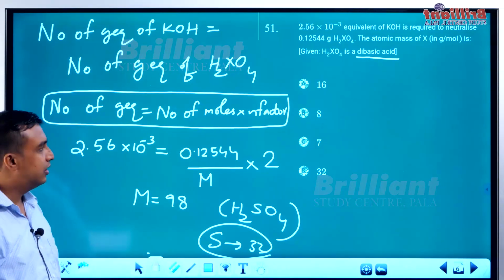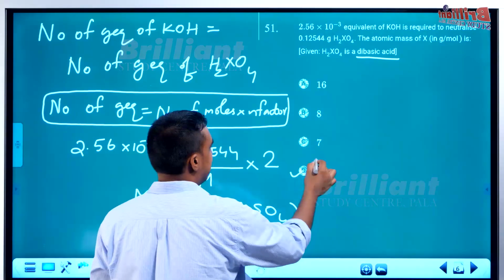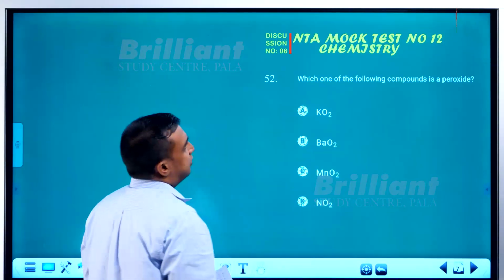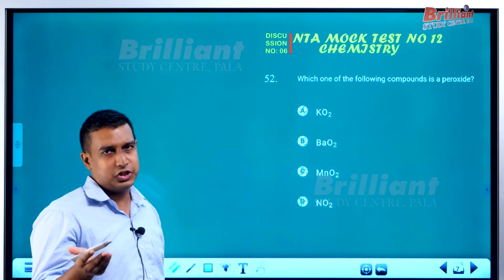Coming to the next question. So question number 51, the answer is option D. Coming to the next question, 52. Which one of the following compounds is a peroxide? Now, this is from the NCERT textbook.